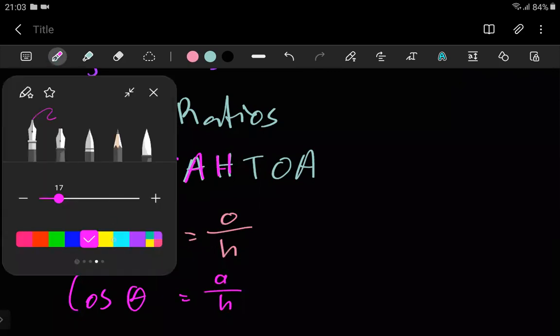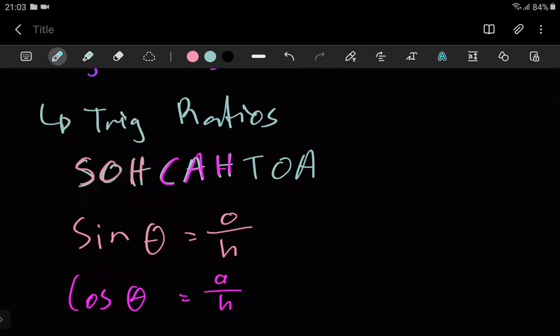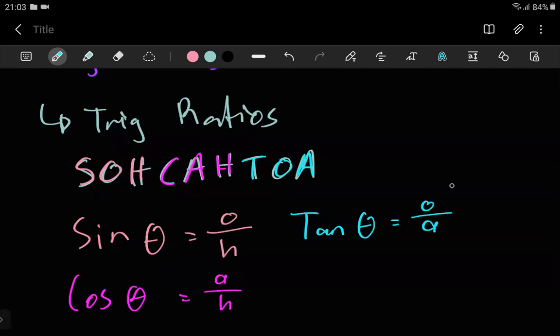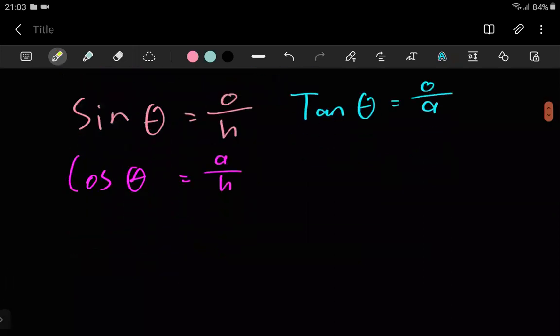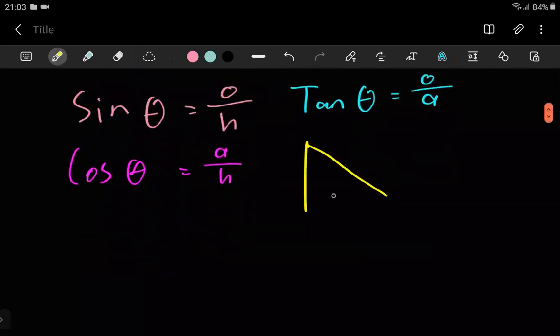Lastly, you have the TOA. This is referring to tan, of which the ratio for tan is opposite over adjacent. Now, with all these three, the idea is you would be working with a right-angled triangle.